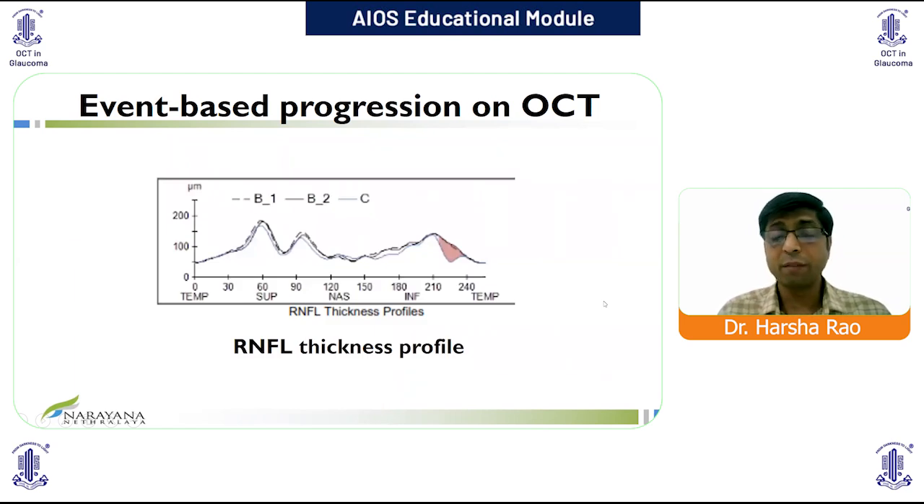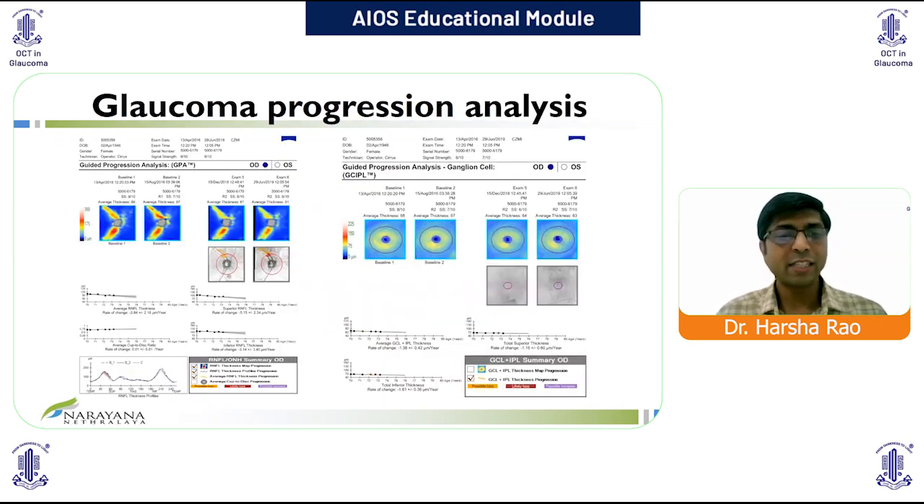The other event-based progression map on the Cirrus OCT is the RNFL thickness profile map, where the change in the T-SNP profile over time is highlighted. And if there is a significant reduction in the RNFL thickness at any particular region of the T-SNP graph, which is more than 20 degrees out of these 360 degrees, then it is highlighted to be significant and is highlighted on the progression report, which we will see subsequently here.